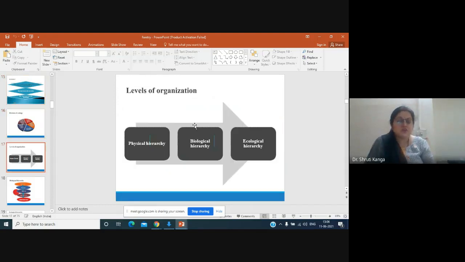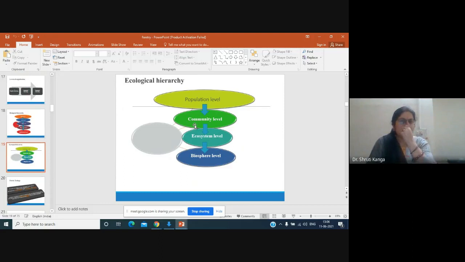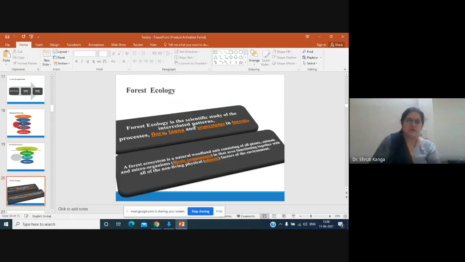The various divisions of ecology and various levels of organization of this ecology. Okay, there is biological hierarchy, ecological hierarchy, etc. Then comes the forest ecology, what our subject is, what we need to focus on. Now the forest ecology is the scientific study of the interrelated patterns, processes, flora, fauna, and ecosystem of the forest.